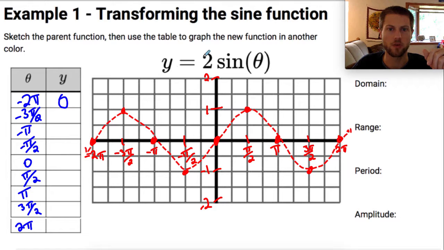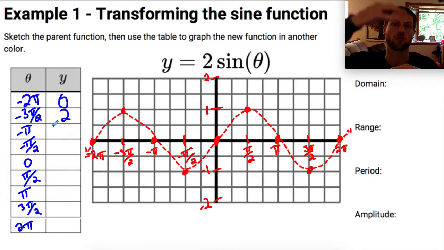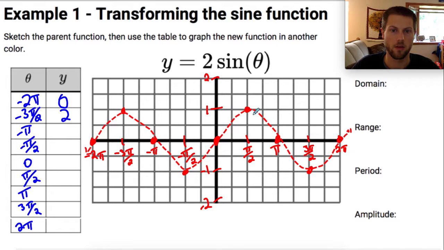If I want to know what 2 times the sine of theta is when theta is 3 pi over 2, I look at my parent function, and when theta is 3 pi over 2, y is 1, and I'm going to double that, so that's going to be 2. I'm going to continue on with this pattern. I'm causing a vertical stretch, so I'll take all of my ones and zeros and negative ones and just double all of them. So this is going to be 0, then negative 2. So if I put down these coordinates, it looks something like this.